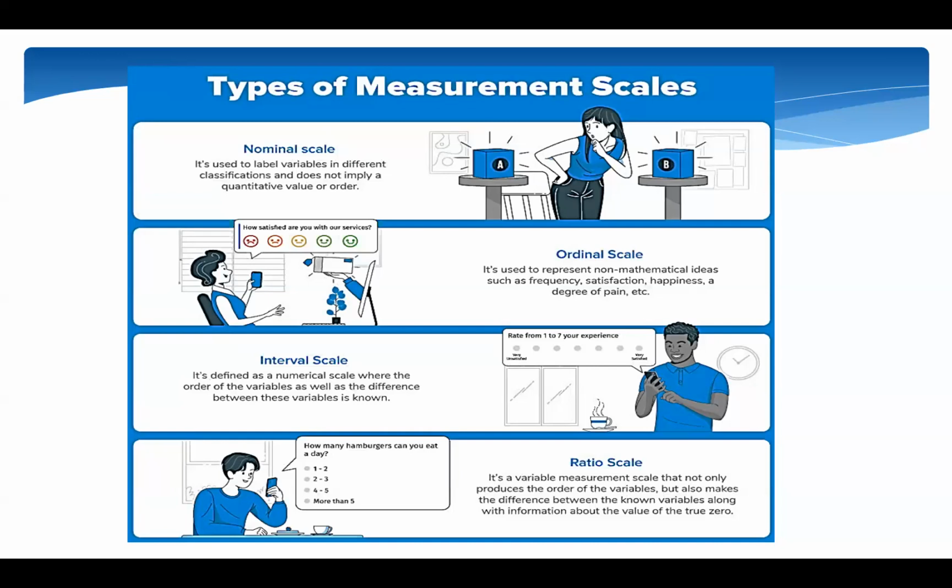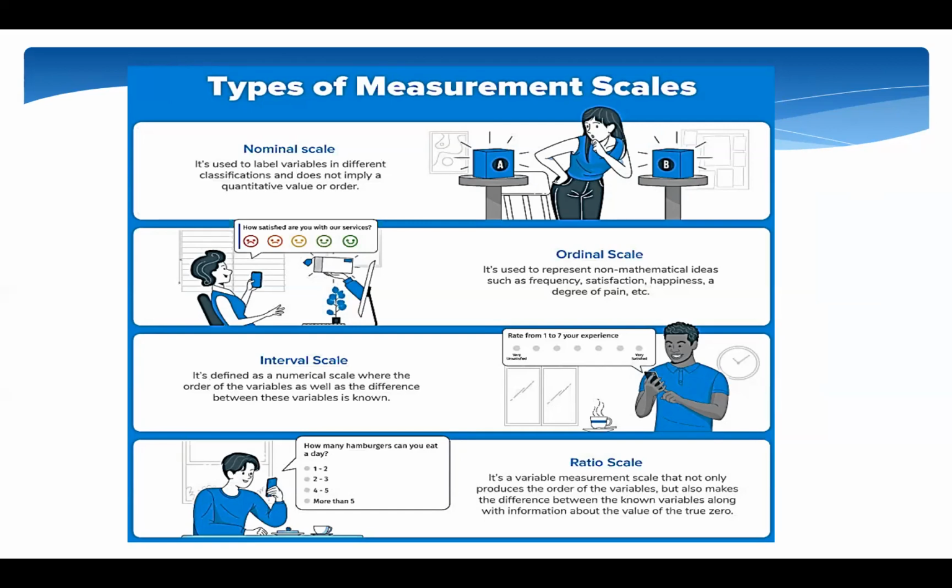Second, the ordinal scale is used to represent non-mathematical ideas such as frequency, satisfaction, happiness, degree of pain. If you see all the examples they have given, we are measuring something, and there is some kind of order, like what comes first, second, third, fourth, or first best, second best, third best. There is some kind of measurement there, but whatever you are measuring is not quantifiable. It is more abstract. So that is an ordinal scale.